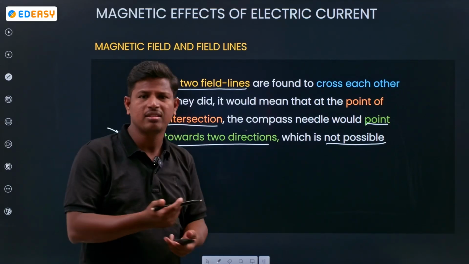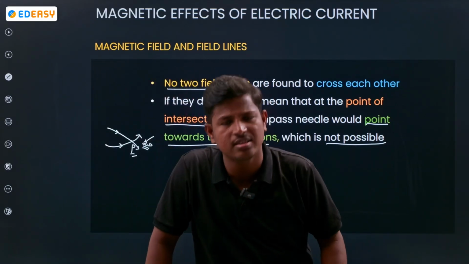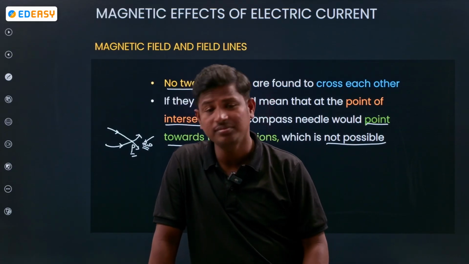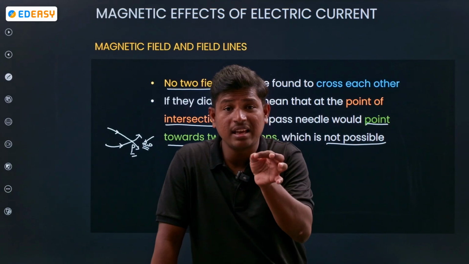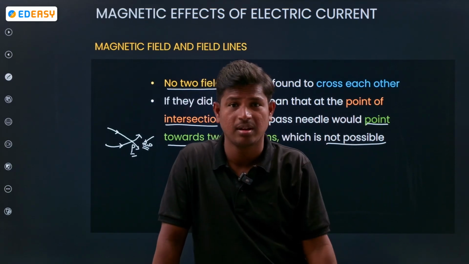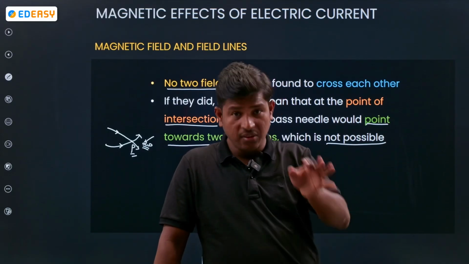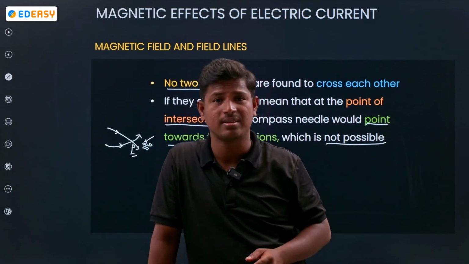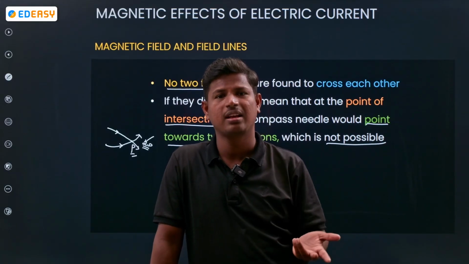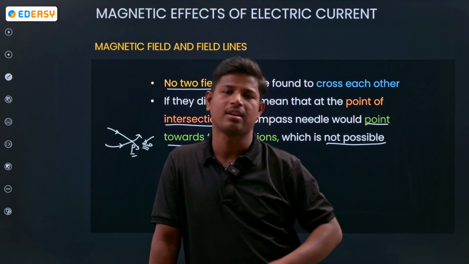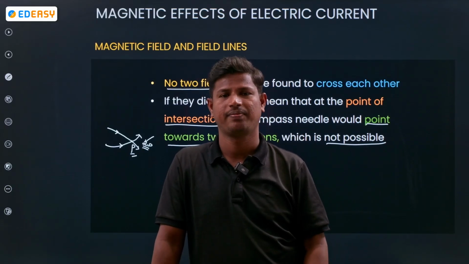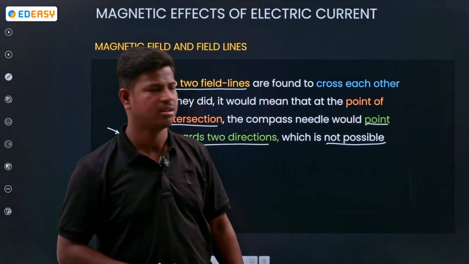Maybe in the examination if they ask you, what is your answer? Anybody from the comment section? Magnetic field lines never intersect. They will ask you the reason also. Why do they never intersect? If they intersect, it shows two directions, which is practically not possible. So the magnetic field lines never intersect. If they intersect, they have to show two directions. Clear? Okay, this is simple.